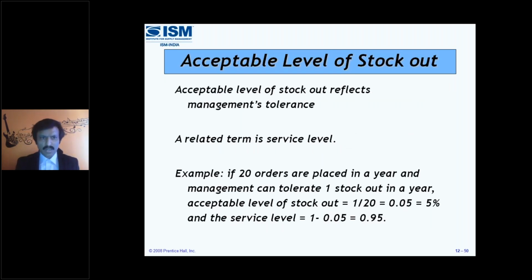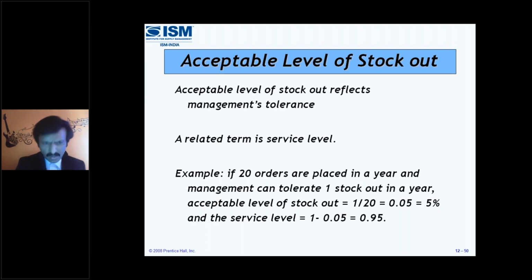In simple terms, it's actually management's tolerance, and the related term is service level. Every company decides that I can allow 1% stock out, I can allow 2% stock out, I cannot allow more than 0.2% stock out. Based on that, you must understand how much safety stock, or what is the acceptable level of safety stock.